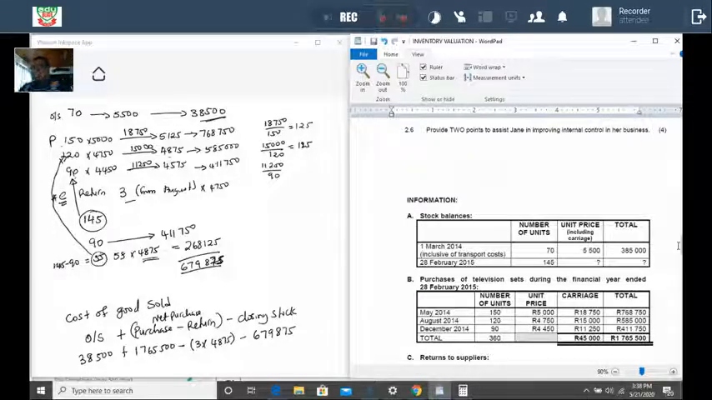Very, very important, learners. Remember, this comes from your previous question, question 2.1.1. So you have to use this here. It's very, very important. Whatever figure you have here, you still have to use it, because that is what gives you your method mark. So actually, you are going to get 1,456,000.